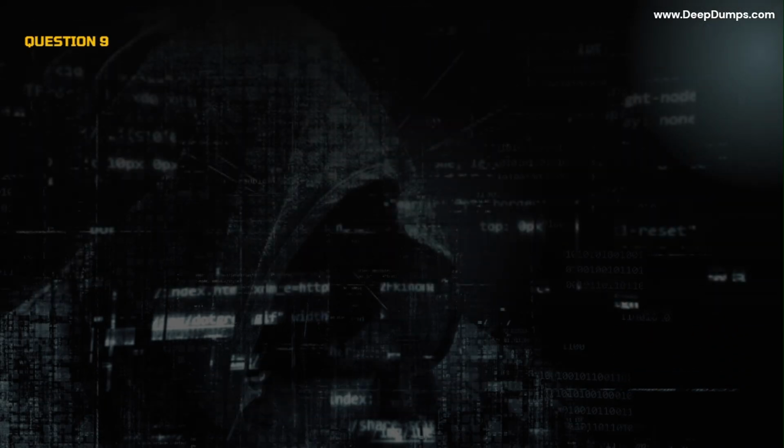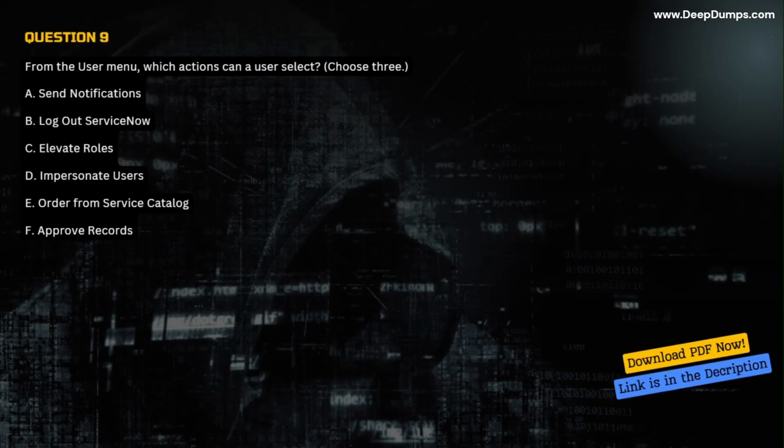Question 9. From the user menu, which actions can a user select? Choose 3. A. Send notifications. B. Log out ServiceNow. C. Elevate roles. D. Impersonate users. E. Order from service catalog. F. Approve records.